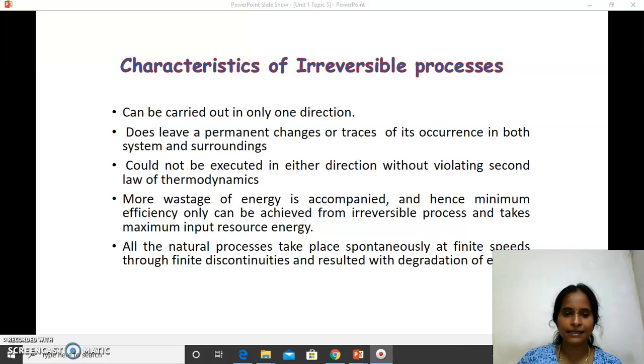Whatever occurs in nature, whatever you are seeing physically, all are irreversible processes. The fan could not be taken after 10 years the same as when it was fitted. You cannot go back to your childhood days. So it is passing through finite discontinuities, meaning there is no uniform property maintenance, resulting in the degradation of energy, a decrease in the quality of the energy.